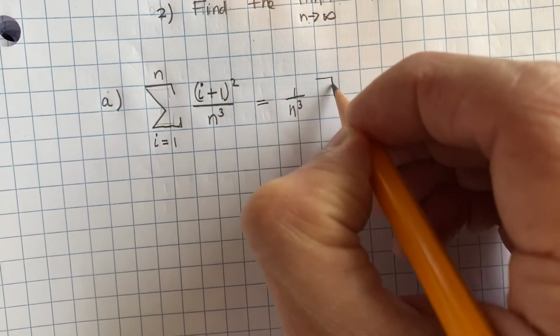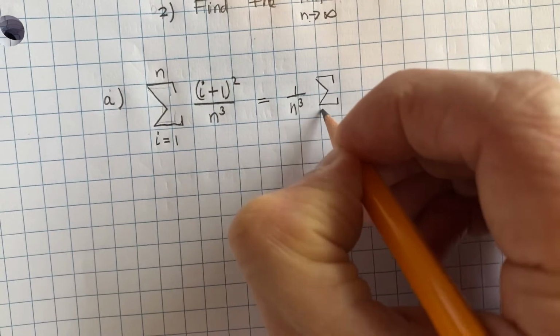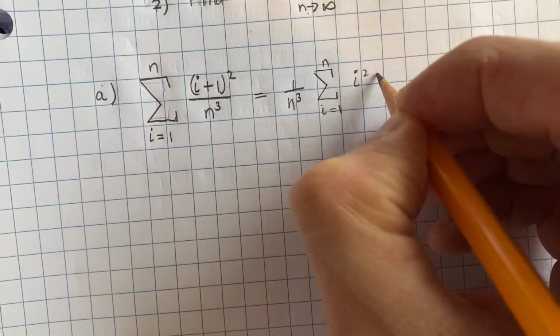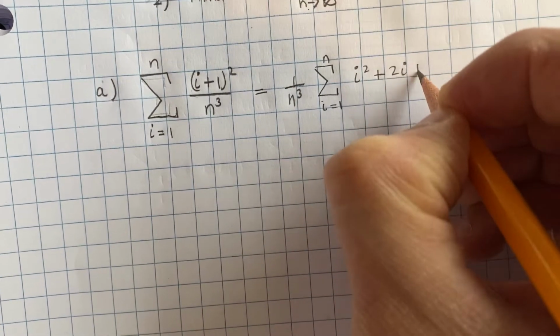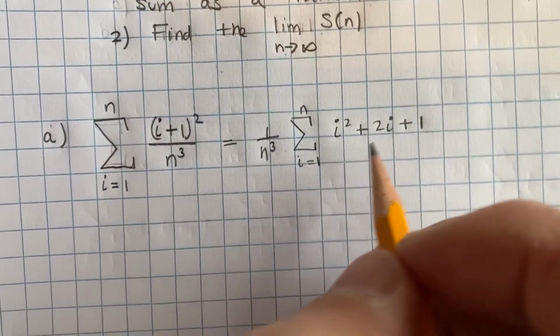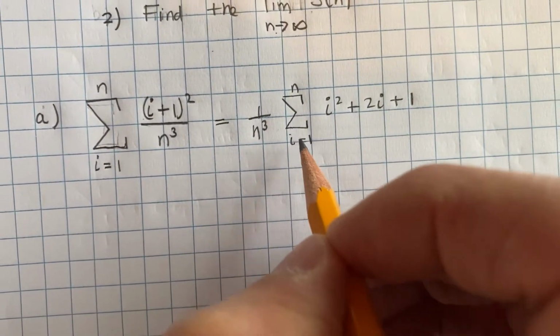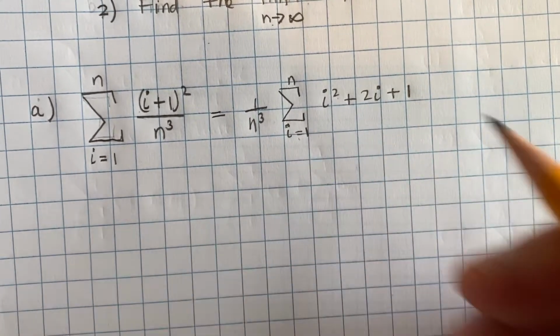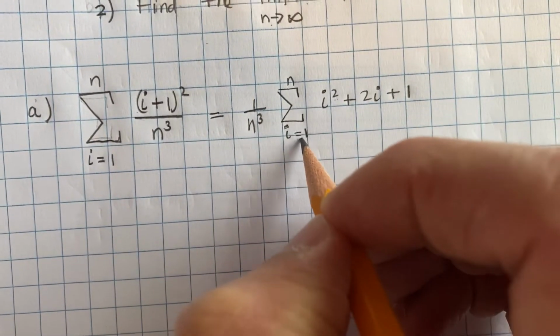Okay, so over here I'm going to have the sum from i equals 1 to n of i squared plus 2i plus 1. Now keep in mind, this i is not an imaginary unit, so don't get confused. It's your index right here, so don't say, oh, i squared is -1. It is, but in this case, this i is being used as the index.